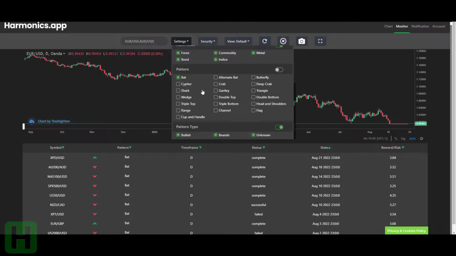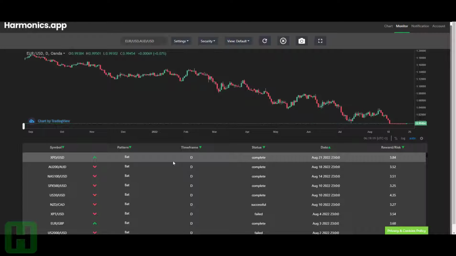And then I want to have only the bat pattern, which has shown to be one of the best patterns. And then I want to have bullish and bearish. Now this is it. When I put all the filters here, I now have all the symbols that are verified with these criteria, all these filters.